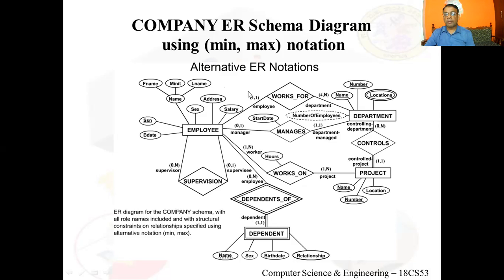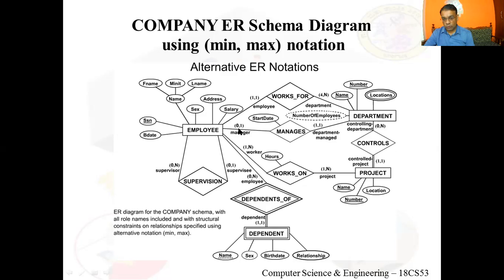Min means the minimum number of times that an entity can participate in a relationship type, and max means the maximum number of times that an entity can participate in a relationship type. Now I'm discussing min-max notation here. If an employee exists, the minimum number of times it should participate in works for is 1. Maximum is also 1. See this side, department. Minimum number of times 4. Maximum is N. That means a department can have a minimum of 4 employees. Maximum, we don't know, N. A department needs to have at least 4 employees. Maximum is N.